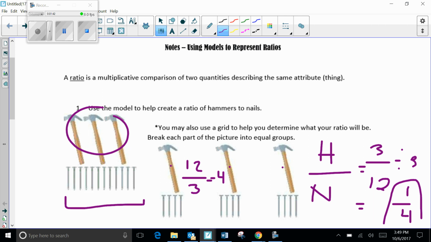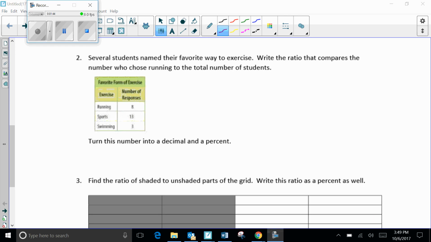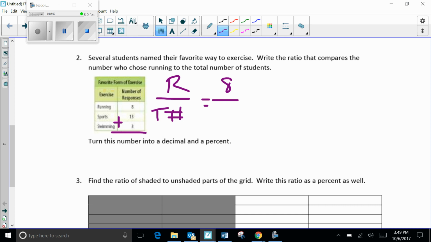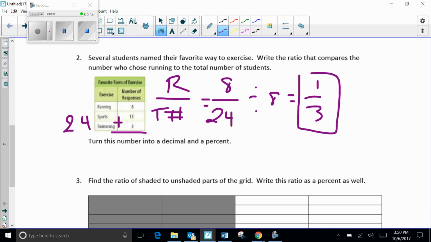Okay, so now let's look at example 2. Example 2 says, several students named their favorite way to exercise. Write the ratio that compares the number who chose running to the number of students. So I know that I want running to total number. Running is 8. For the total number, I'm going to have to add all these 3 up, and when I add them up, I get a total of 24. So 8/24, I know that 8 goes into each one of those, and that gives me a simplified ratio of 1/3.